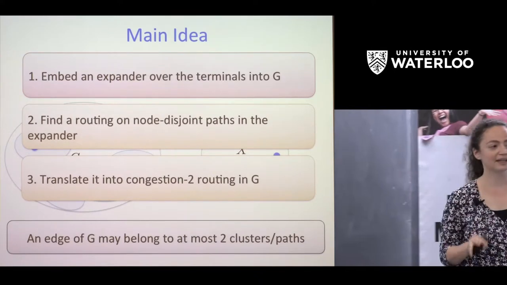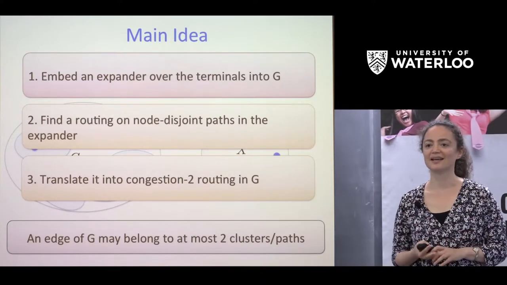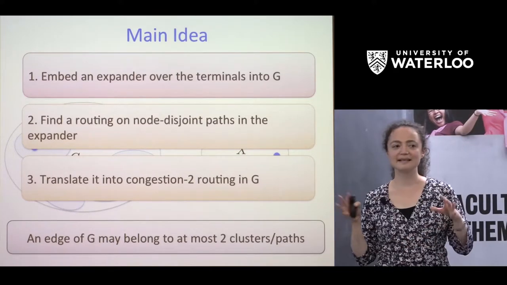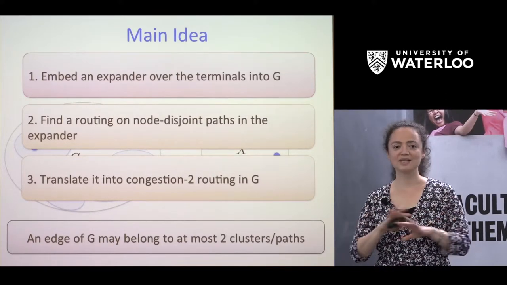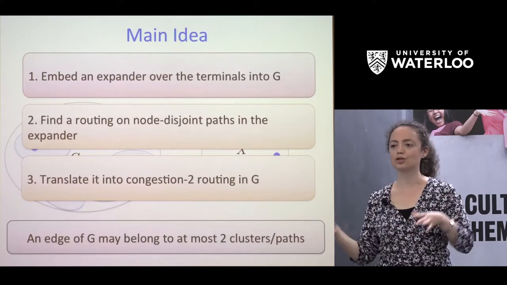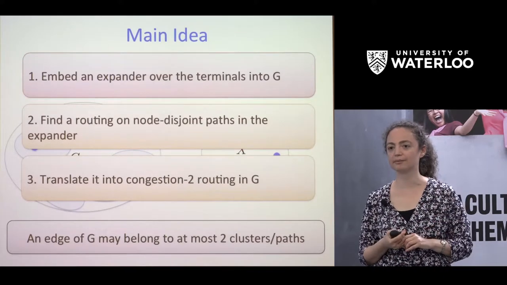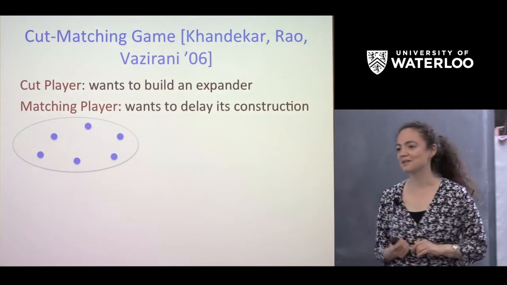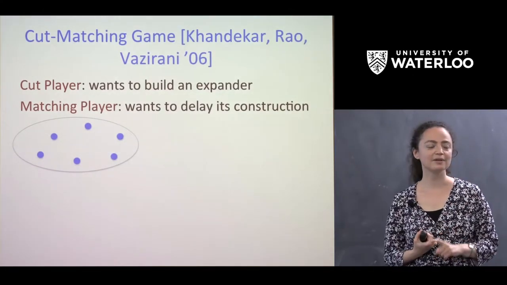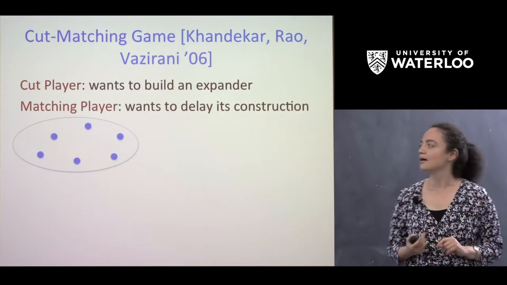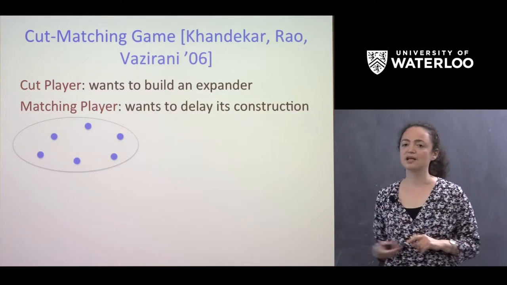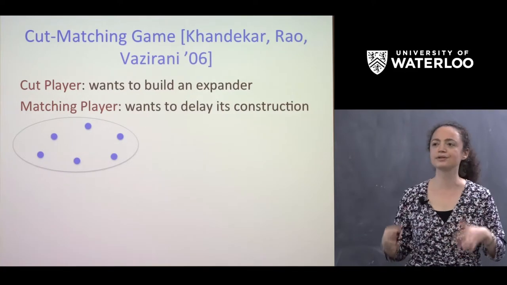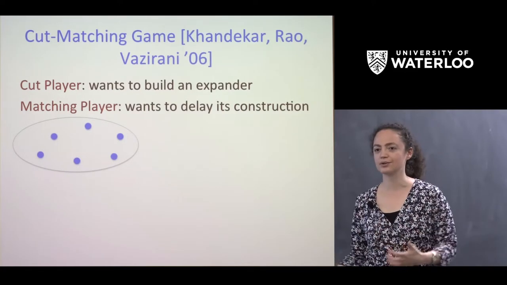So there is a really neat tool for doing this. It's called the cut matching game. So I'm going to show it to you. Think about this as just, for now, some abstract game. And then I'm going to show you how to use it to embed an expander into your graph. So what is this game? It's a game that's played between two people, a cut player and a matching player. So we start with a graph that has even number of vertices and no edges at all. We want to turn this graph into expander by gradually adding edges to it.